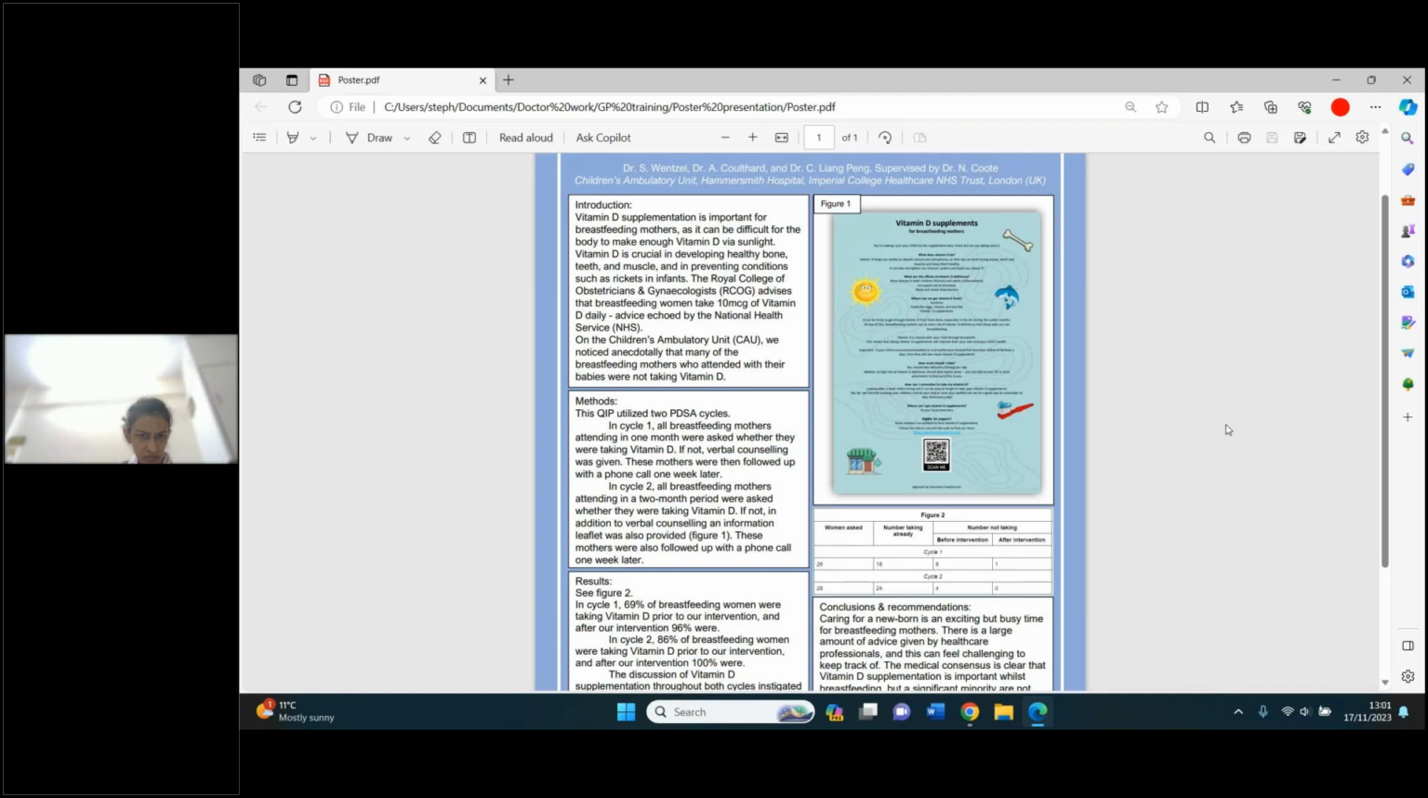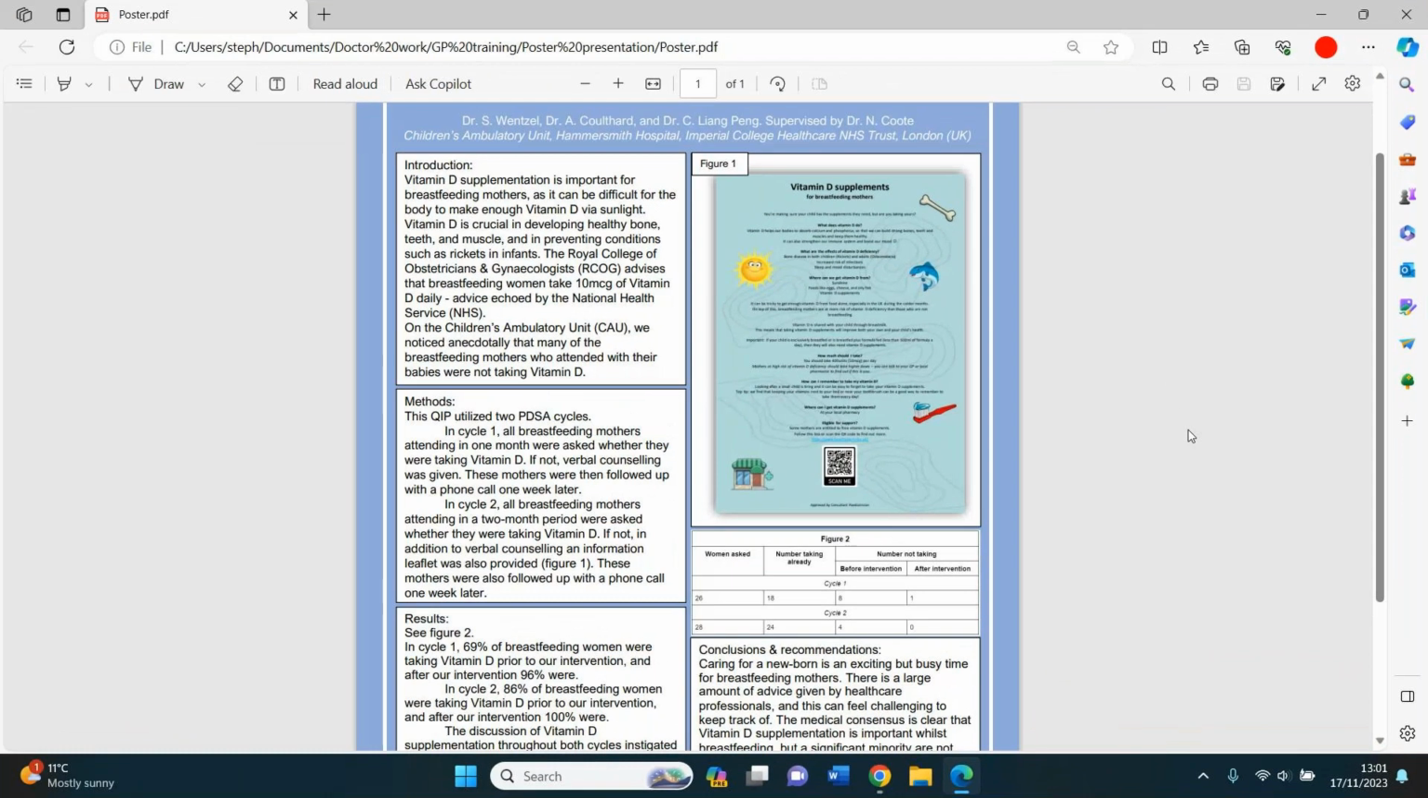So in terms of our methods, the project utilised 2 PDSA cycles. In cycle 1, our first cycle, all the breastfeeding mothers, so all of the mothers who attended with young babies in a 1-month period were asked whether they were breastfeeding, and those that were breastfeeding were asked whether or not they were taking vitamin D supplementation. If they weren't, we just gave some verbal counselling about the importance of taking supplementation, some advice about where they could find appropriate supplements, how much to take, things like that. We then followed up these mothers with a phone call a week later to see how they were getting on and see if they'd started taking some supplementation.